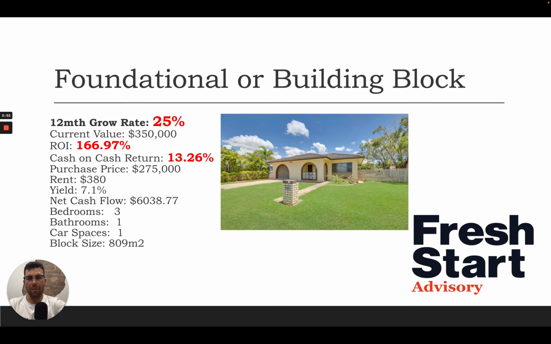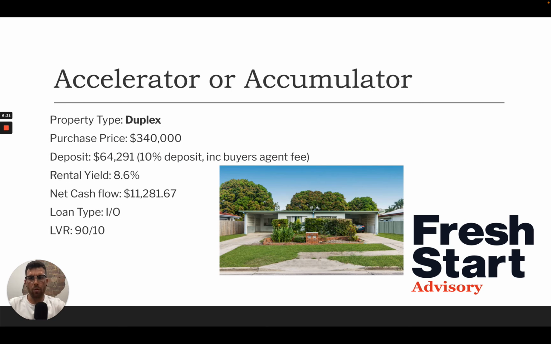He's put his money, $45,000, into a property, and it's actually giving him a cash on cash return of 13%, which is unbelievable. Here are some statistics of the property. $350 per week. This property rents out for a 7.1% yield. Figures of three bedroom, 1 bath, 1 car, 809 square meter block. Beautiful home. So we call this your typical foundational property, and this is what people need at the beginning of their portfolio.